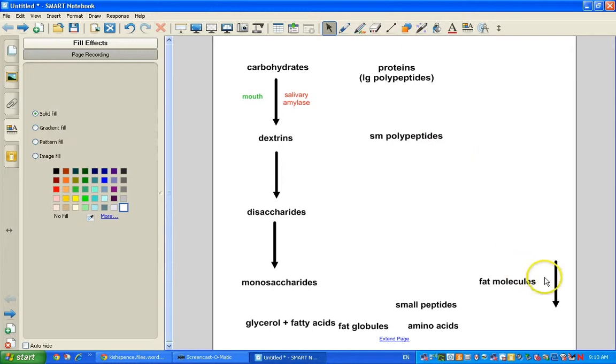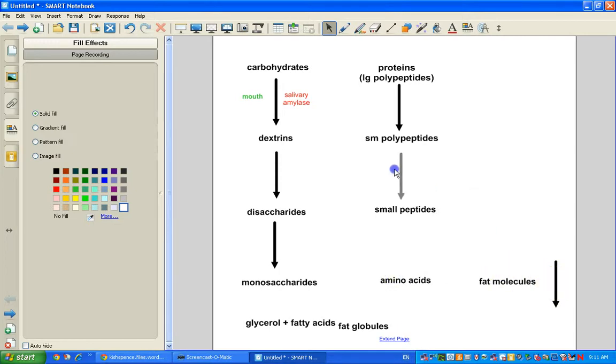That we did talk about. And then those small polypeptides are going to be broken down into, we could have just called them peptides, I suppose. Peptides, which are really small chunks of protein, just a few amino acids. And eventually we need to get them down to being just amino acids so that we can absorb them.